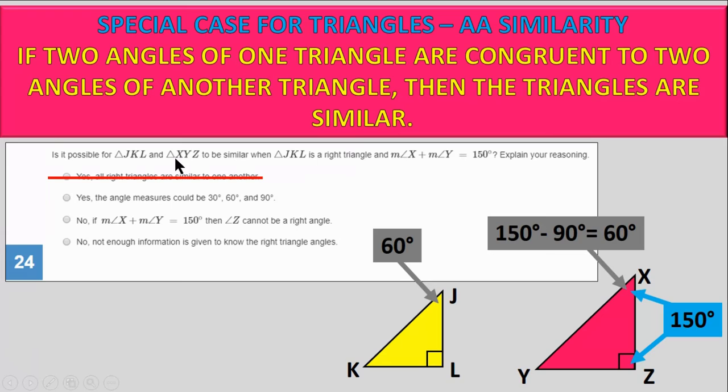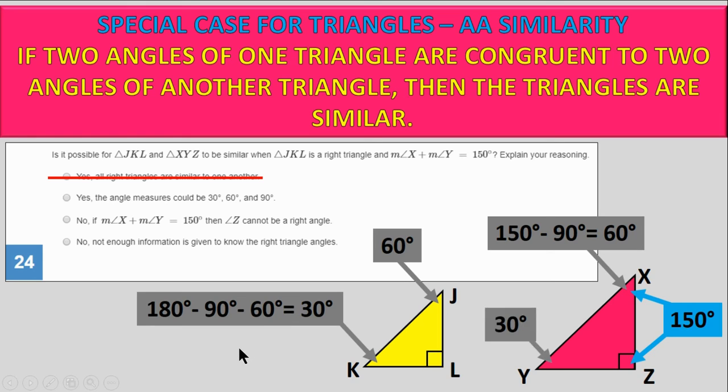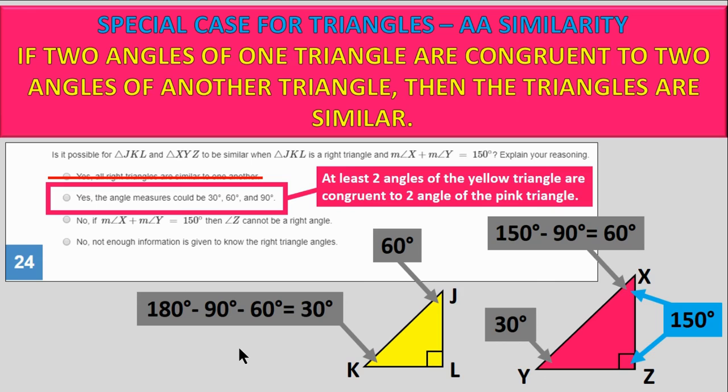The answer is yes, because it is a special case, which in math is called the AA similarity. If you're dealing with triangles and two angles from one triangle are congruent to two angles of another triangle, then those triangles will always be similar. And with a little more subtracting, we can see that actually all three angles are the same. So these are definitely similar triangles.